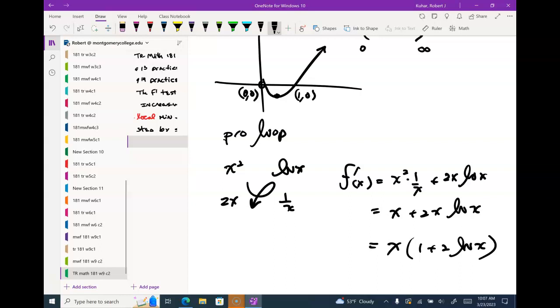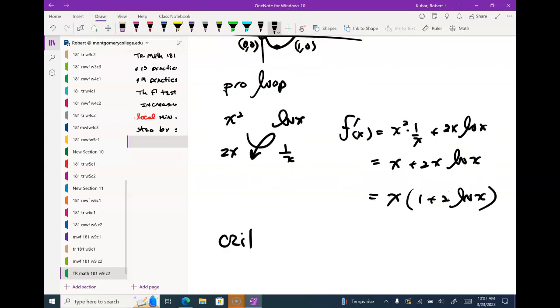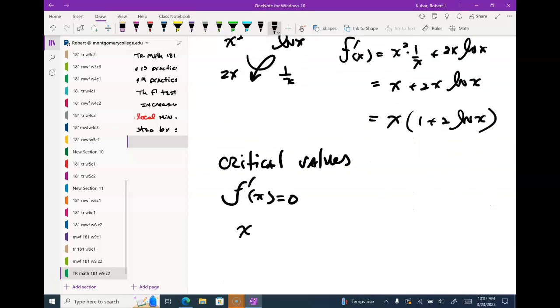Nice. We have 2 criticals for this. One of them is useless, right? So my critical values come from f prime of x equal to 0. There's no denominator, so I don't have to check for it being undefined, right? Which means x equals 0 or 1 plus 2 ln of x equals 0. This one is no good. Why? Not in the domain, right?